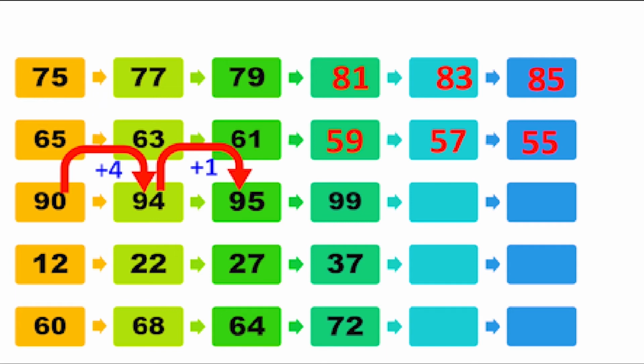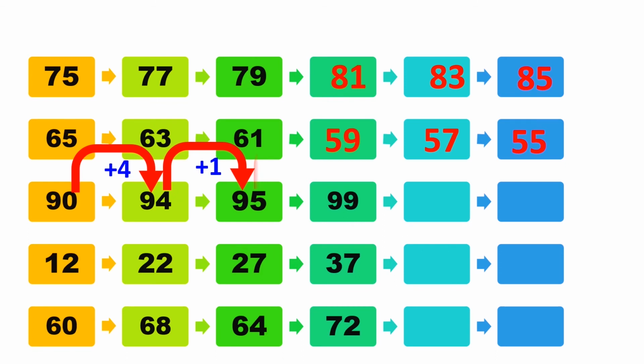95, 99. Can you count from 95 to 99? After 95, 96, 97, 98, 99. How many fingers you have? 4. How many times we jump? We jumping 4. So we will write +4.